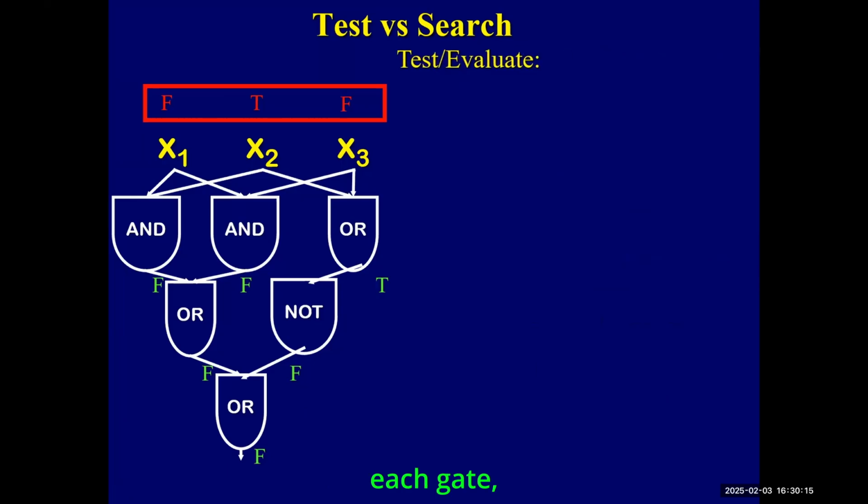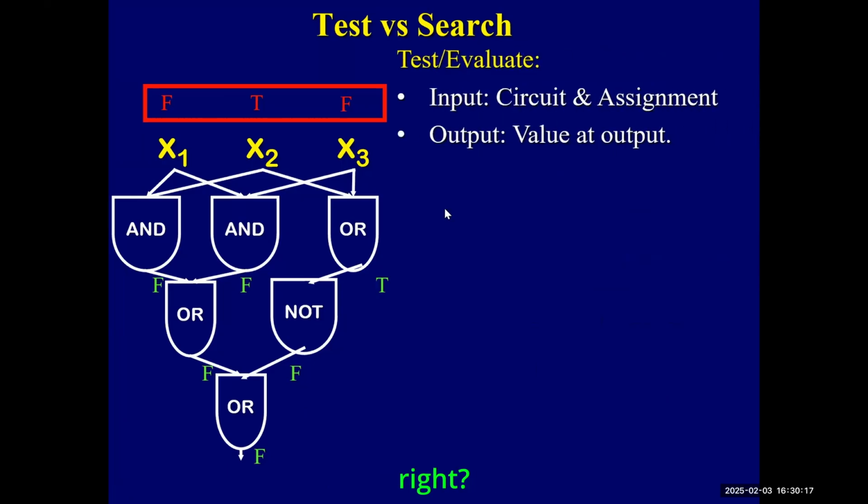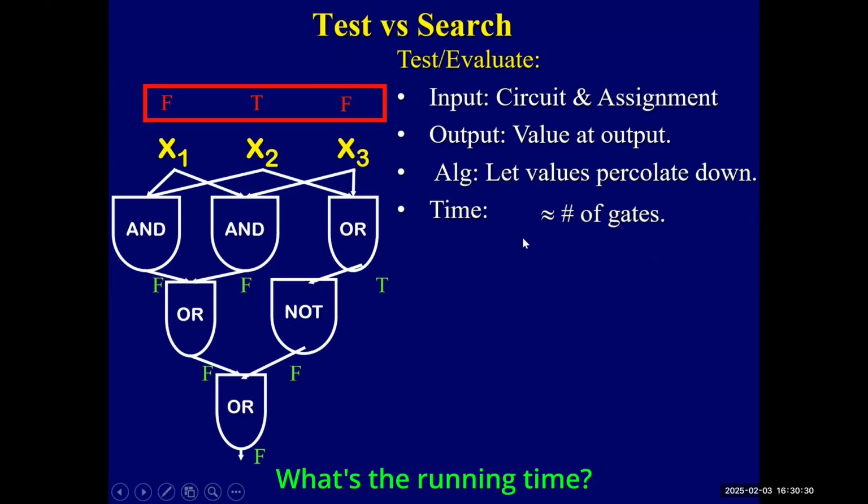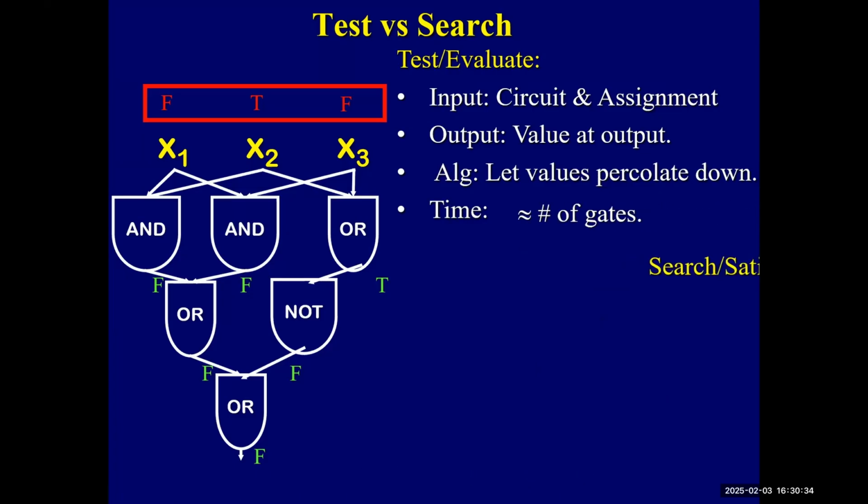I have to evaluate each gate. So the input is a circuit and an assignment, and the output is the output of the circuit. And what's the algorithm? The values percolate down. What's the running time? It's the number of gates.